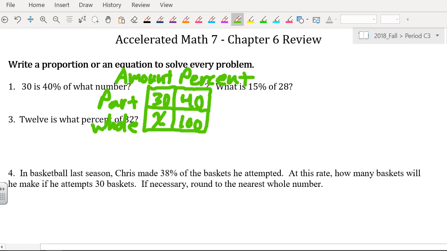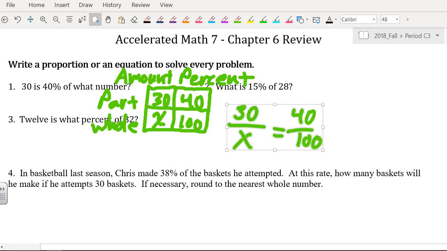You multiply. Not multiplying, I want to write the fractions first. Okay, so what do I write? 30 over x equals 40 over 100. Good, you got it. Fantastic.